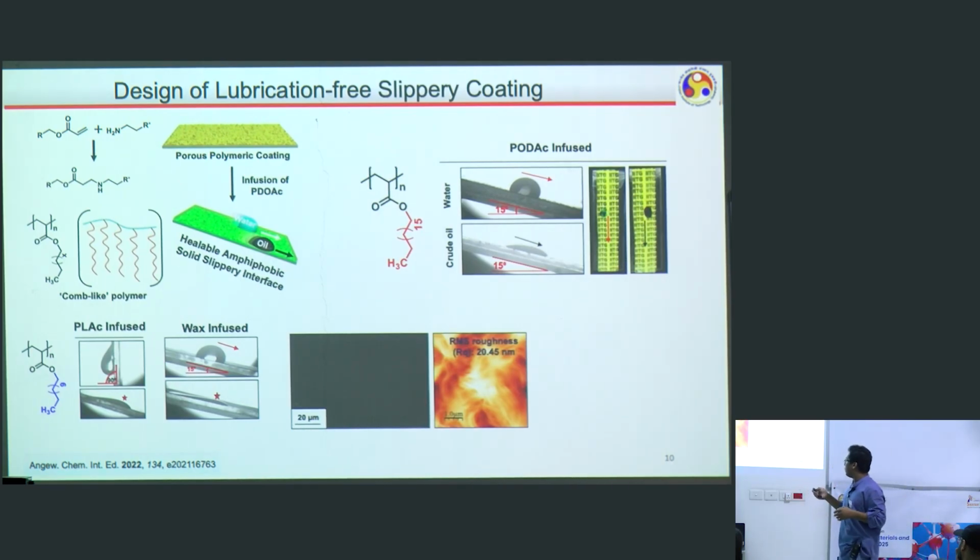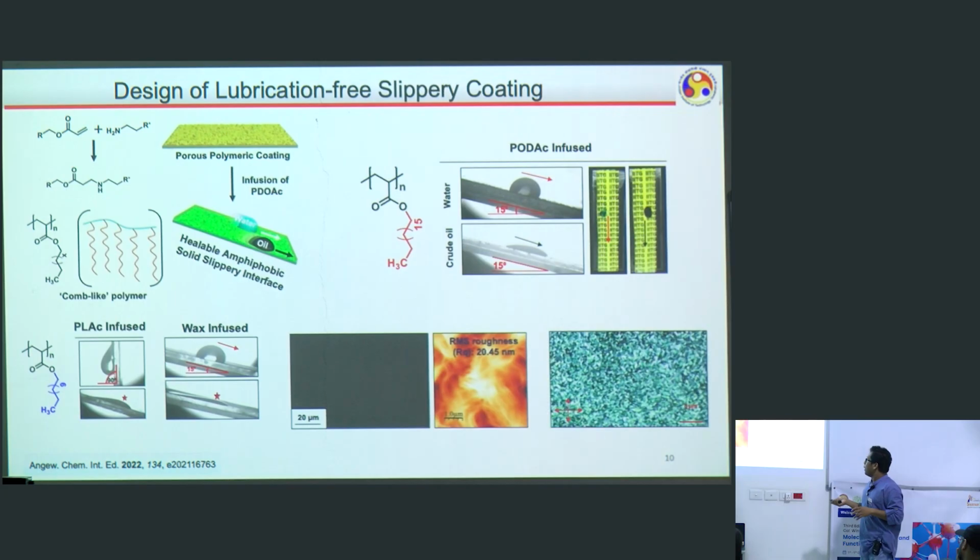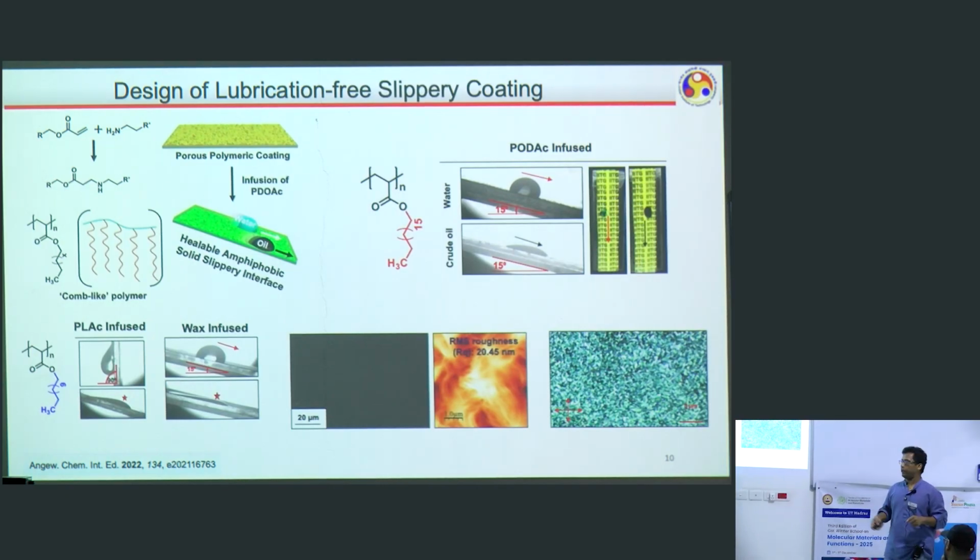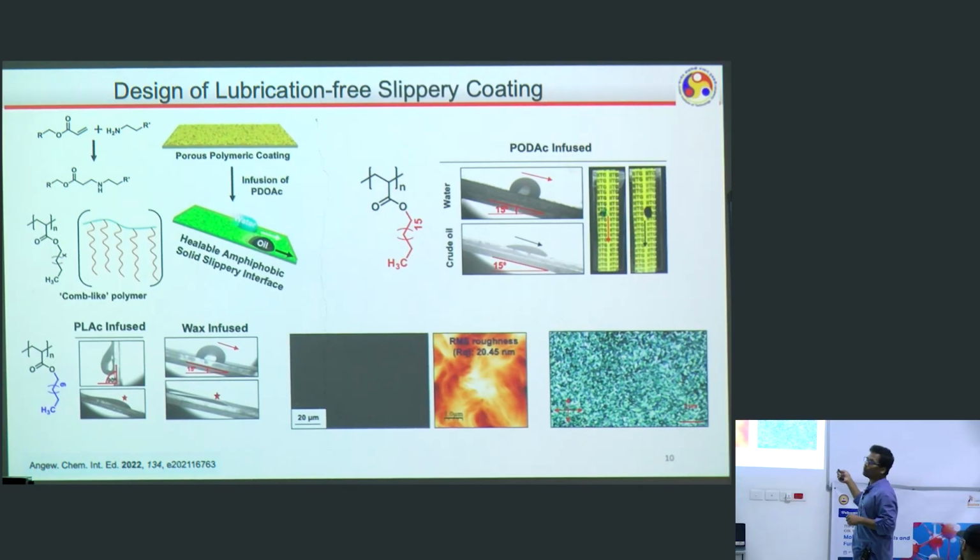Under AFM, you see these fibril structures because of the crystalline domains, and the roughness is around 20 nanometers. Now, if you look under a cross-polar microscope, because of this crystalline nature, you see birefringence all over the place. It shows that you have established a continuous crystalline network inside this porous polymeric coating, and because of that, you're getting this property.